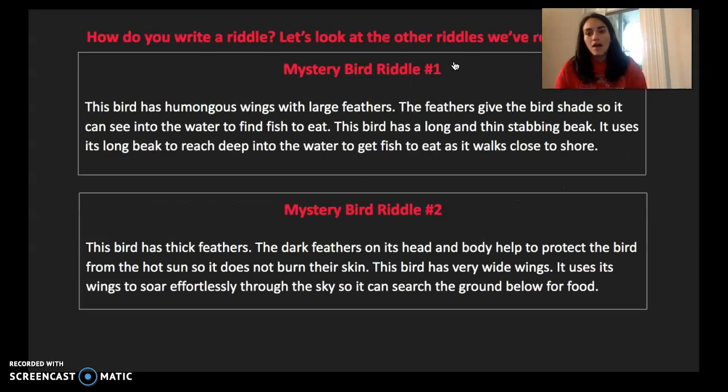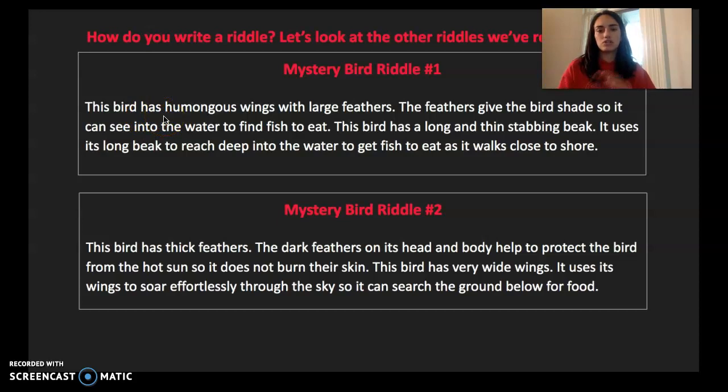So first, let's talk about how you write a riddle. We have these two riddles here that we've read. I'm going to read them again and look for patterns. Patterns means what is the same between these two different riddles. The first thing I noticed is if you look at the first sentence, in these two words and these two words, they both are three words, 1, 2, 3 and 1, 2, 3. They both start the same.